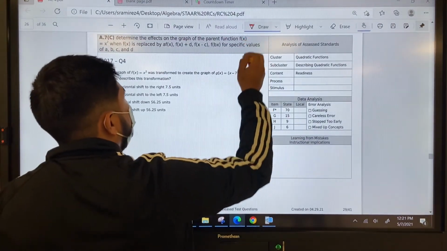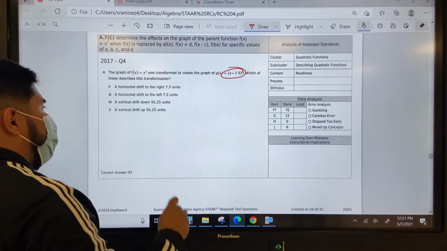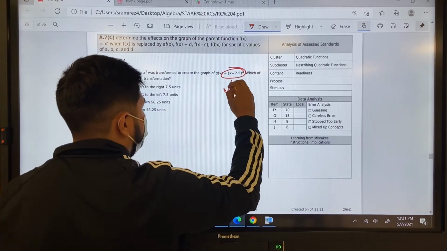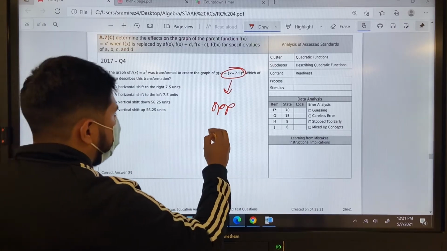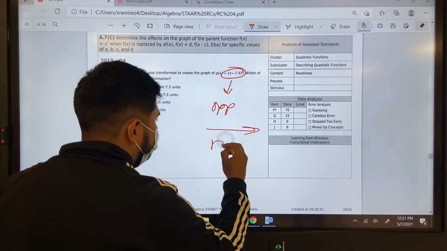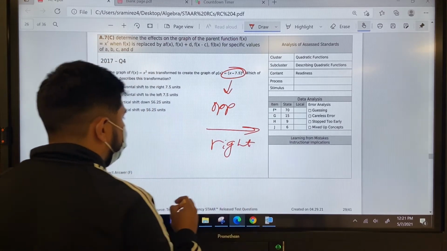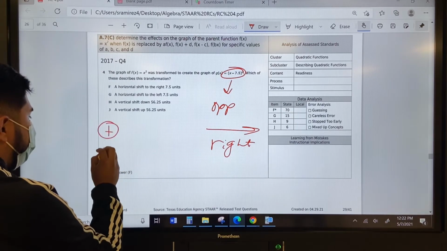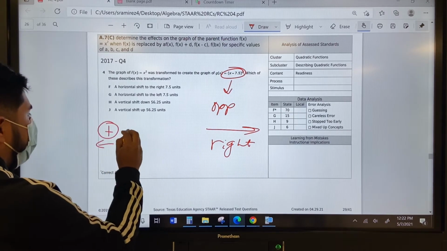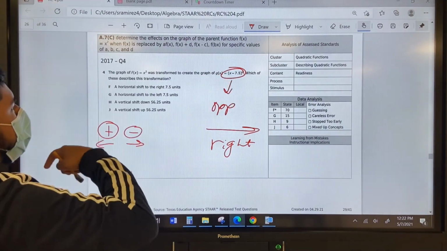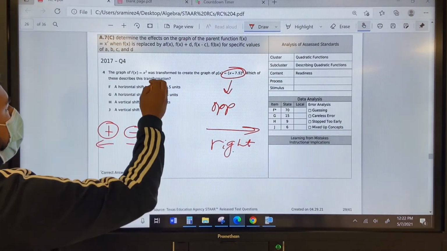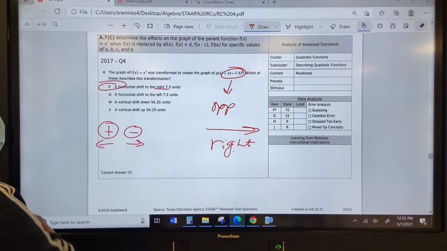Transformation. This is in the parentheses. We just talked about it above. Opposite. So this is not going left. This is going to go right. Plus is left. Minus is right. For this, if it's in the parentheses. So we're going right, but F.